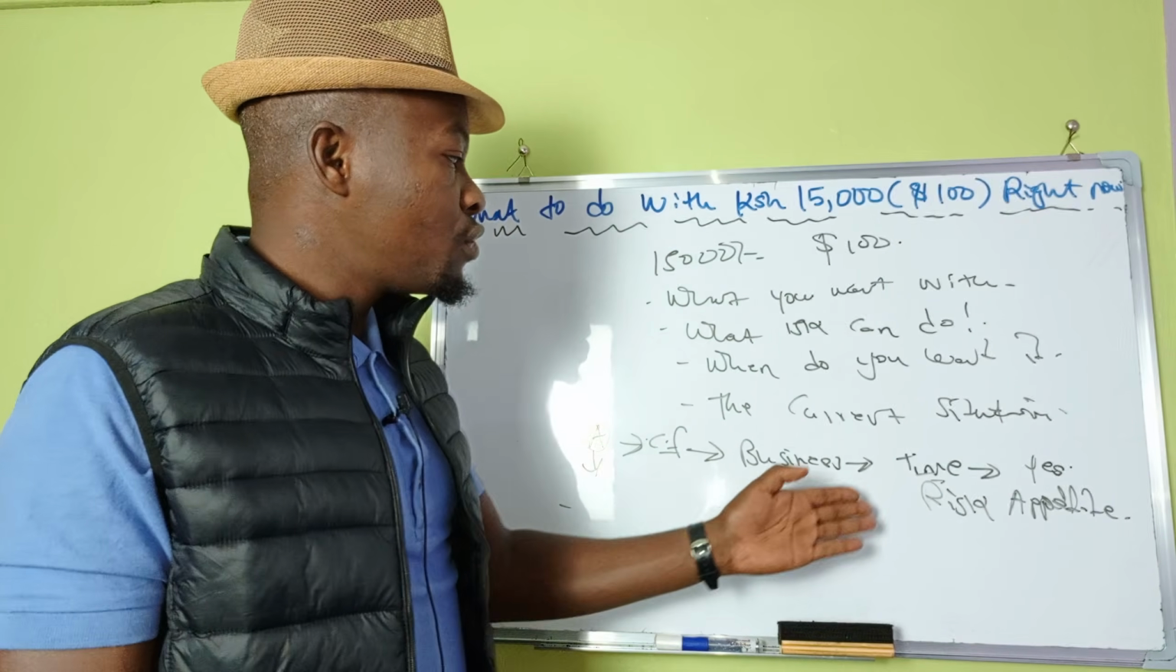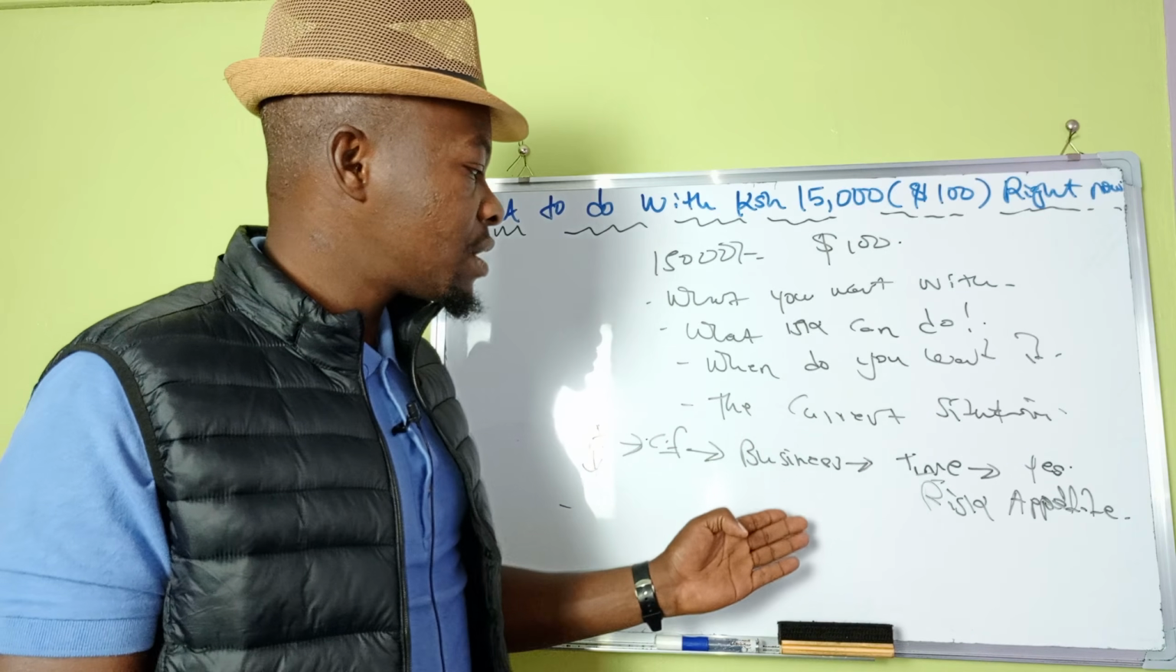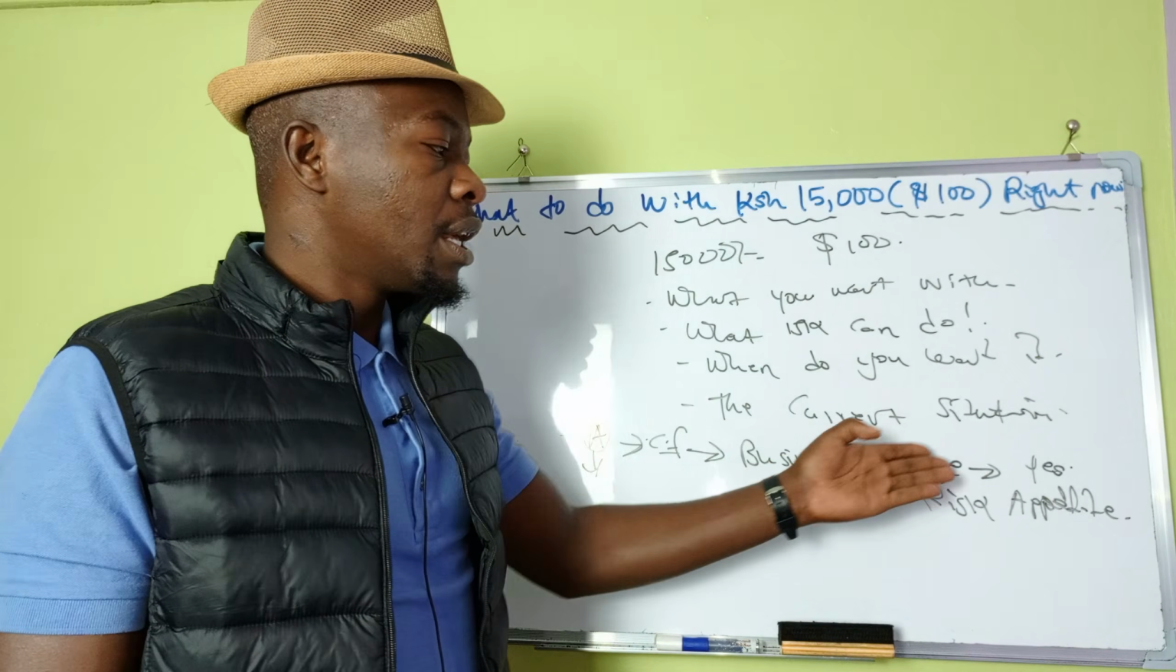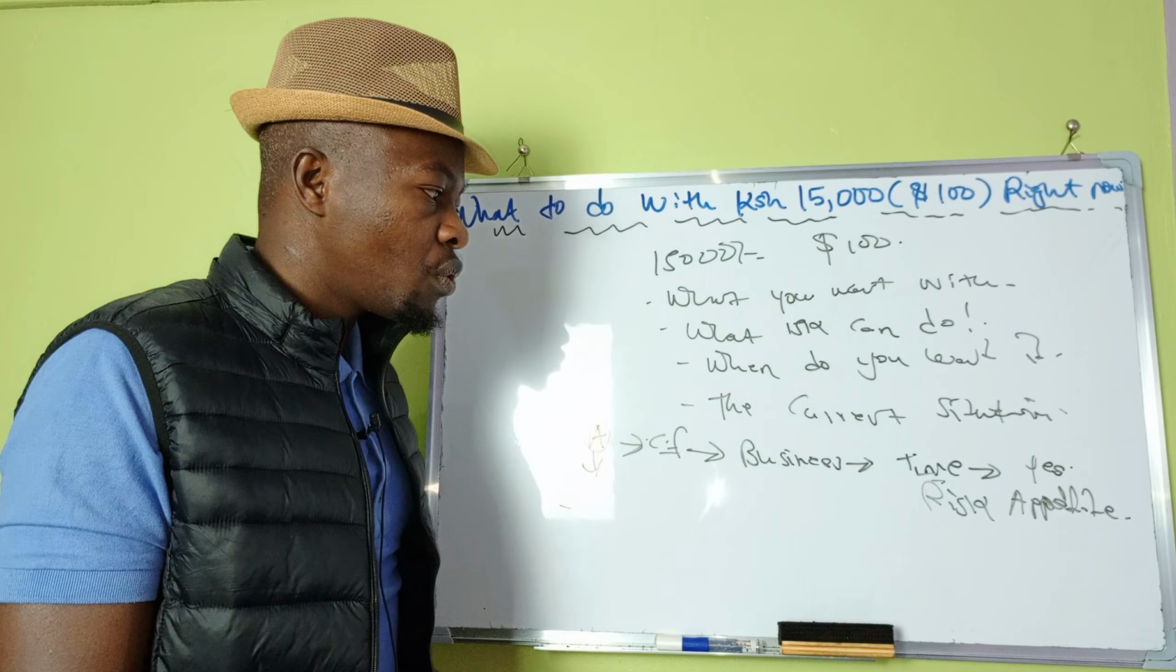Now, if you have the time, you have the 15,000, you want some cash in the evening, and you do have what we call the risk appetite, then you can go ahead and invite them to start a business.